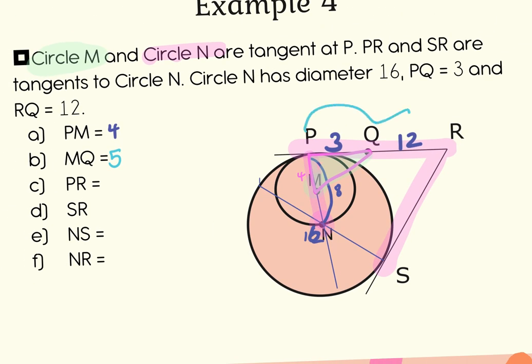PR is this whole thing. That one's easy. I could just add the 3 and the 12. That's 15. SR is this side, which, what do we know about those two tangents? Good. So this would also be 15. NS is the radius of the big circle, which would be what? 8, half the 16 that they gave you. And NR is a segment that wasn't drawn yet. I have to draw it in.